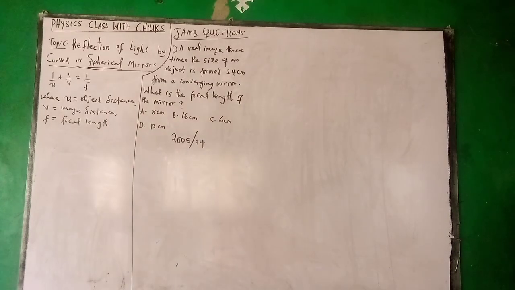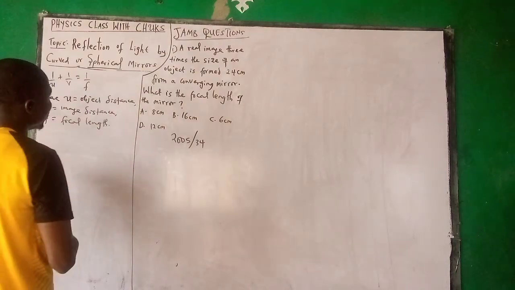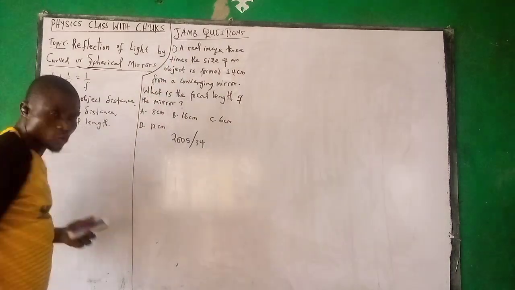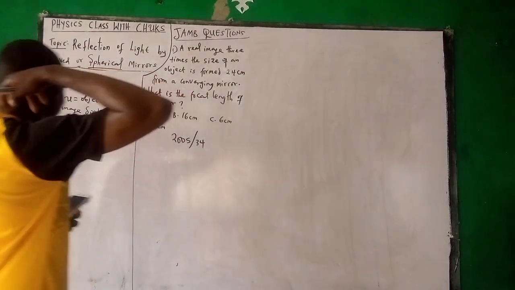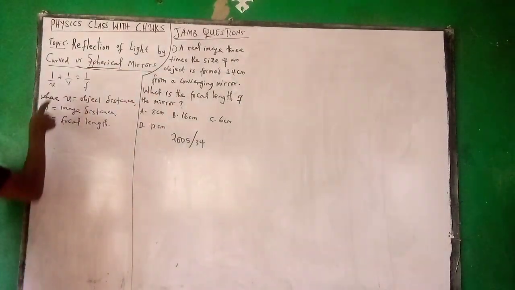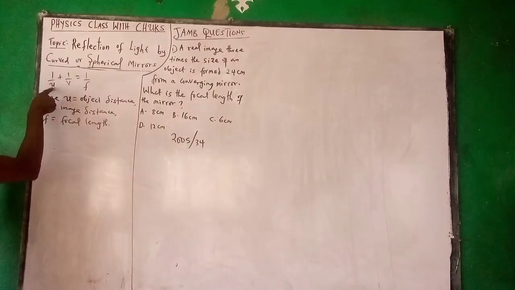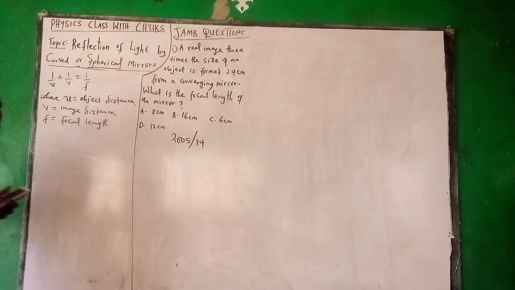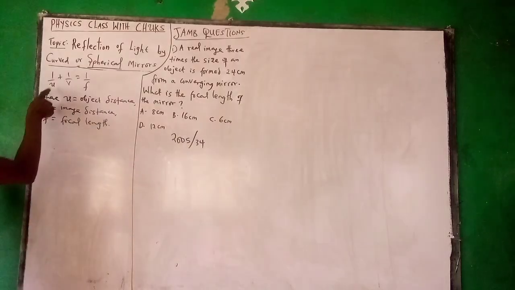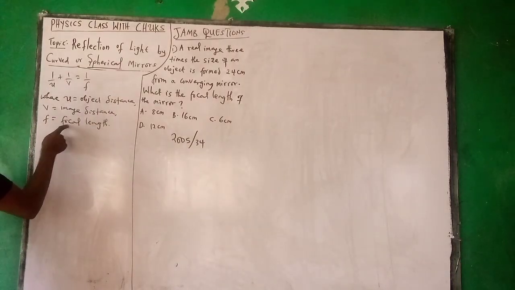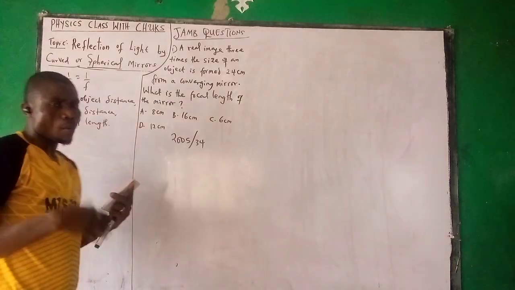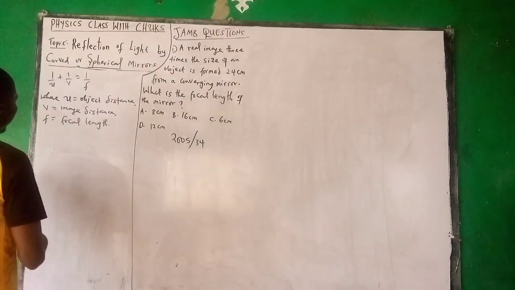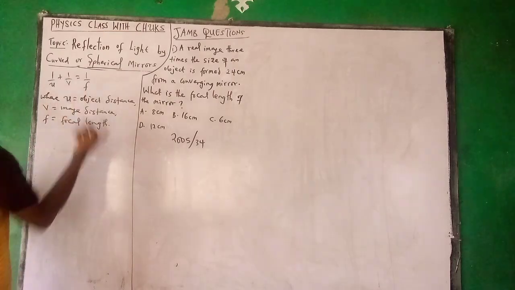All the questions we solve here are JAMB questions. You can still solve a WAEC question. Now, before we solve this question, I've got to tell you the beginning of all this. So V is what? V is object distance from the mirror. U is image distance. F is focal length. Now, for instance, I have given you the formula for magnification, right? Now, you can still derive magnification from this formula.